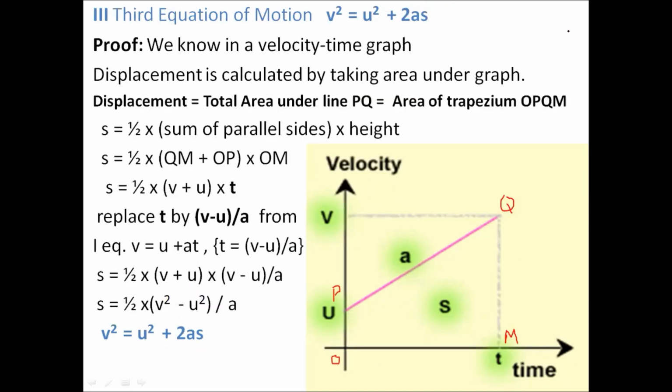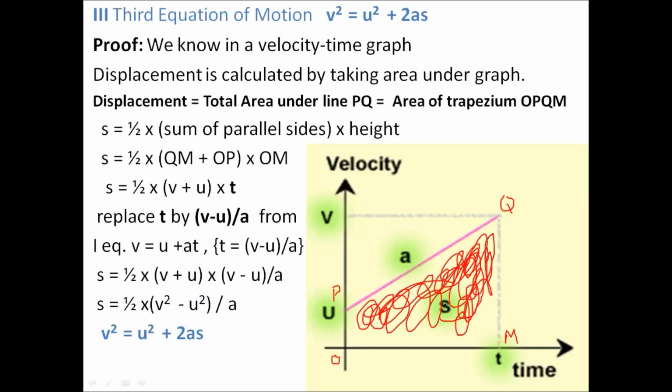Third equation of motion, V square equals U square plus 2AS. For deriving the third equation of motion, once again we will calculate displacement. And for displacement, we are supposed to calculate the area under line PQ as we did in the derivation of the second equation of motion. But this time, we will calculate the total area as a whole, that is area of trapezium OPQM. This shaded part represents the area of trapezium OPQM.